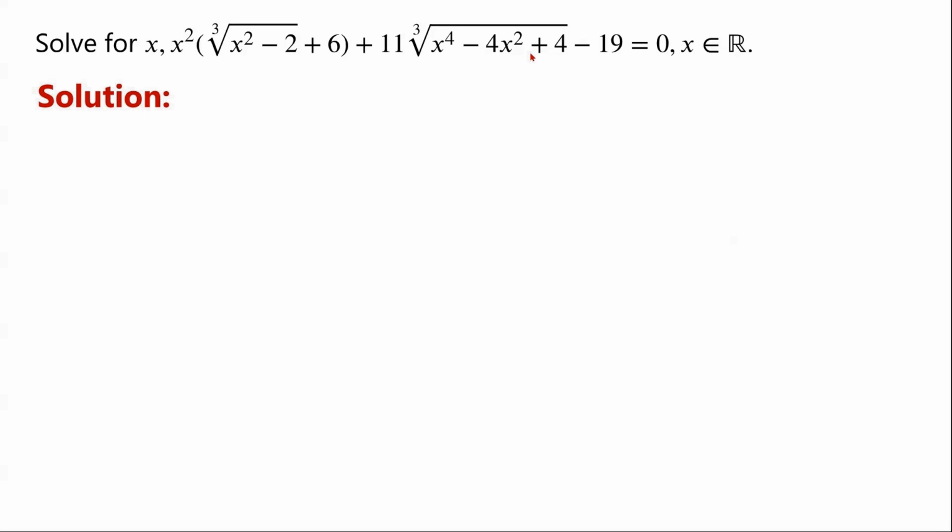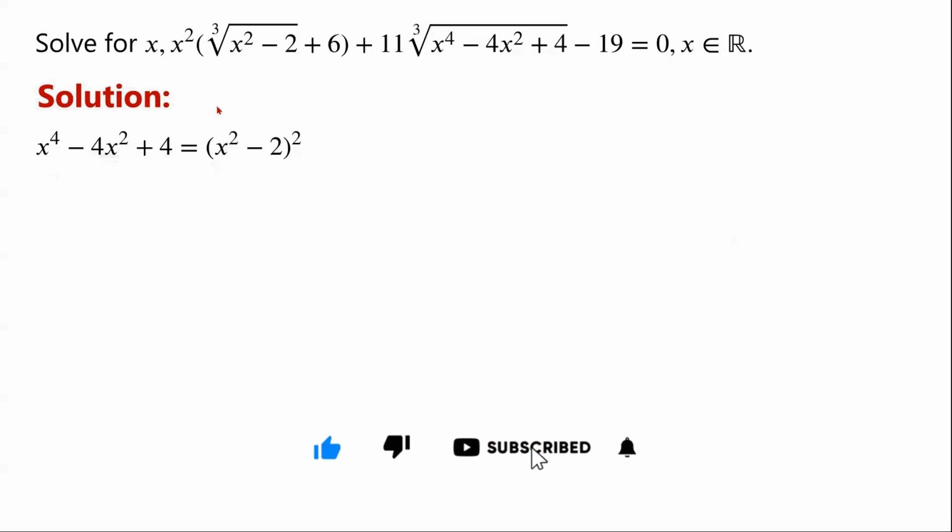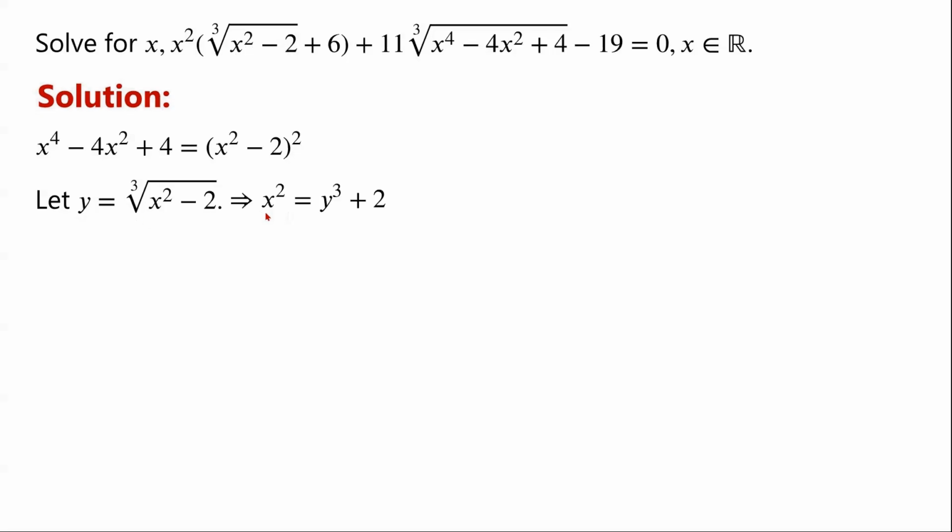We can see that the radicand here can be written as a perfect square. That is, x to the power of 4 minus 4x squared plus 4 can be written as x squared minus 2, all squared. We can see that there is also x squared minus 2 here. We let y equal the cube root of x squared minus 2. Then, by rearranging the equation, x squared equals y cubed plus 2. Now, we substitute x squared equals y cubed plus 2 in the given equation.